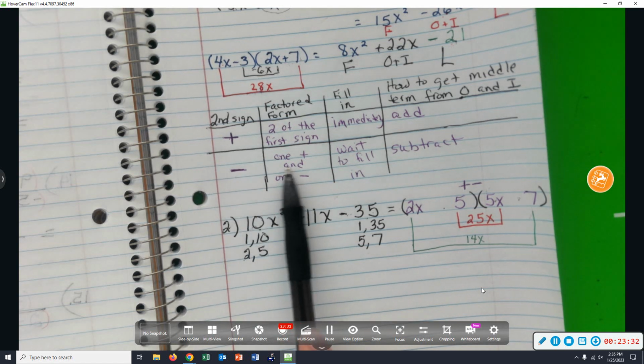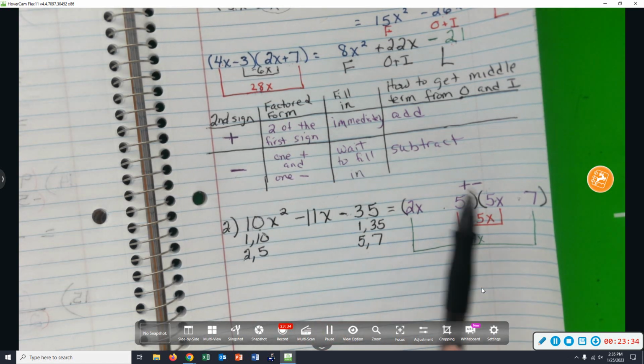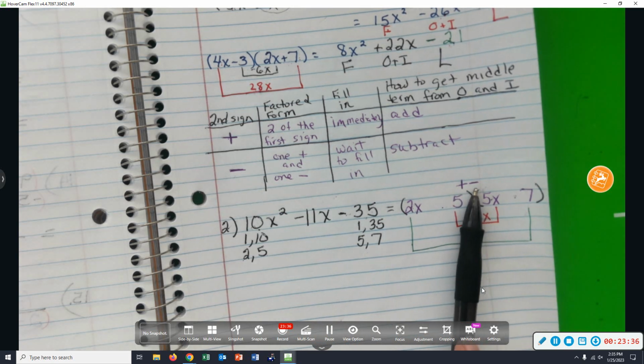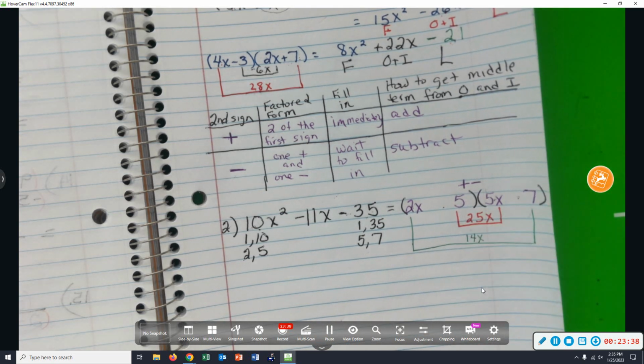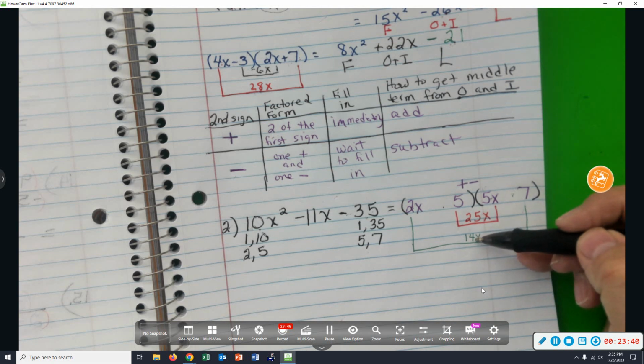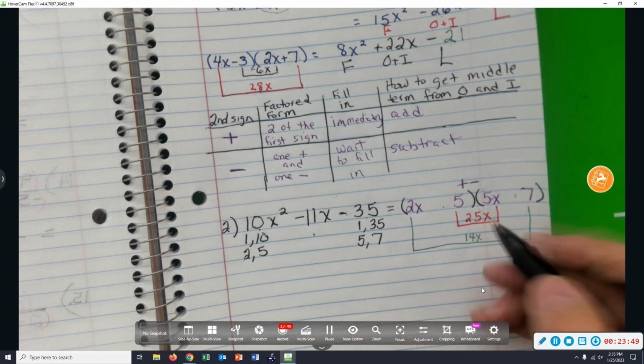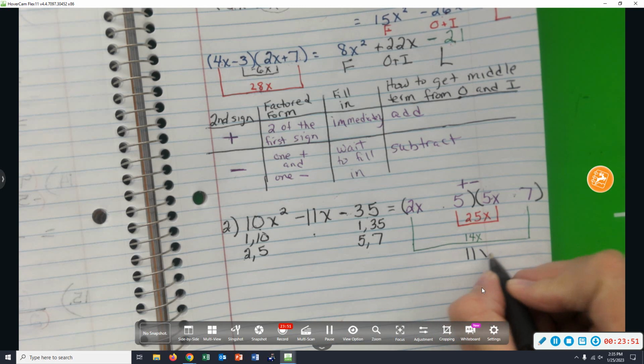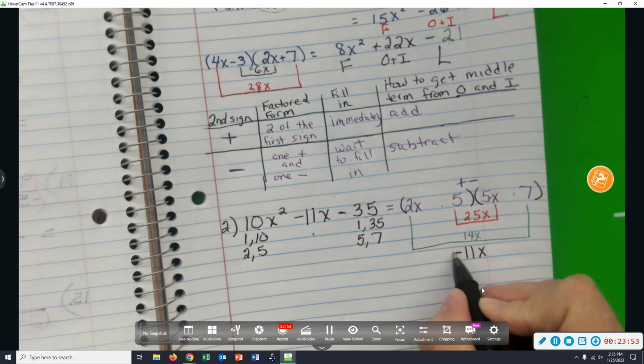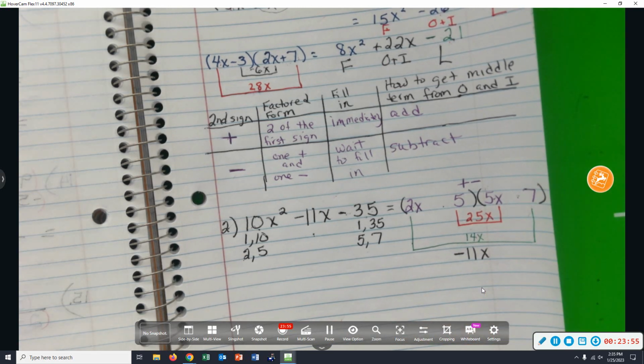I'm on the second line of the table. I know there should be a plus and a minus. Can I subtract these numbers here to get that middle term? Yes. If I subtract 25 and 14, I get an 11. But wait a minute. I need a negative 11. There's a lot of thought going on here. A lot of thought.